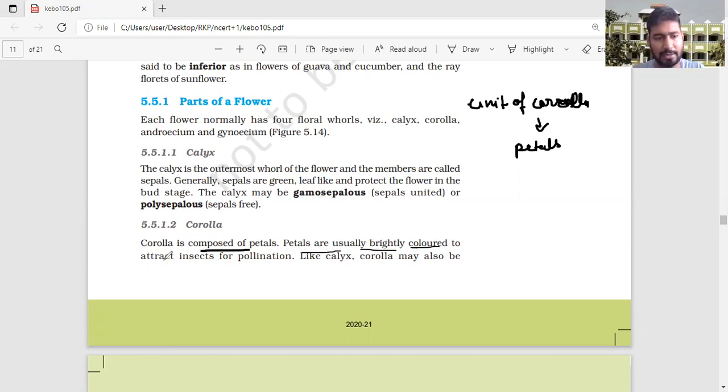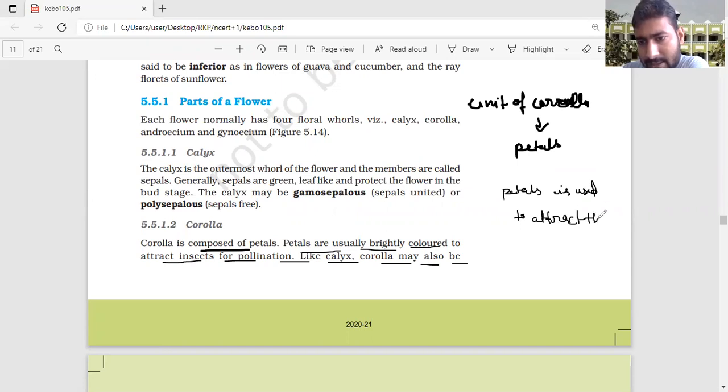Petals are usually brightly colored to attract insects for pollination. I told the basic function of the petals is to attract the insects, because insects are involved in pollination. Petals attract insects because some flowers are filled with nectar, and the petals have a specific appearance.